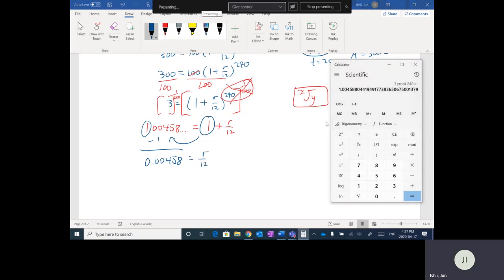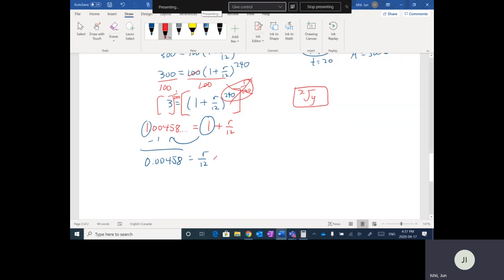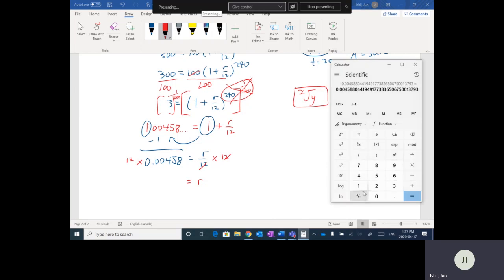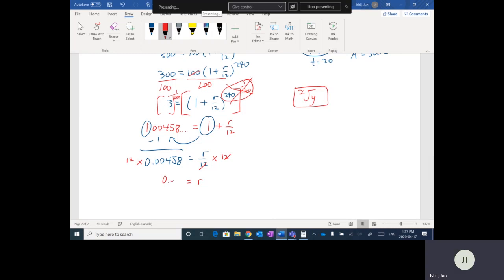I'm going to subtract 1 from there. So I got this number here. And then the final step is to multiply both sides by 12. So these cancel, and r is going to equal, if I multiply by 12, 0.055. So that is 5.5%.